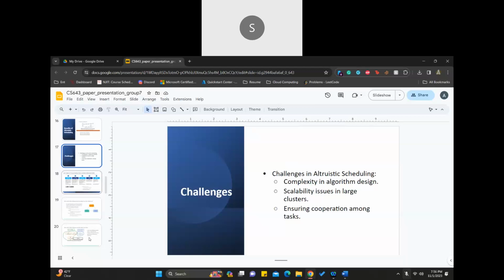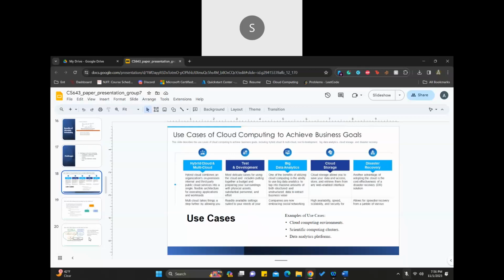And the last slide I want to talk about is the use cases of altruistic scheduling. Some of the use cases where we use altruistic scheduling: we have the cloud computing environment, the scientific computing cluster, and the data analytic platform. And here you see some examples of why it's important to use altruistic scheduling.